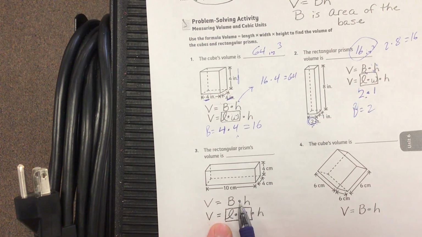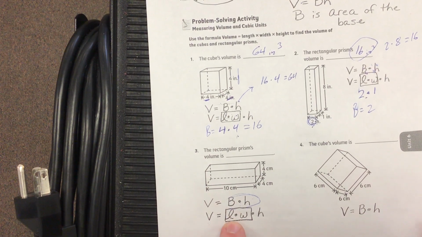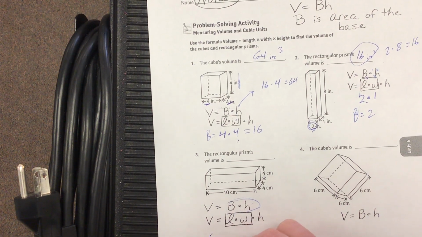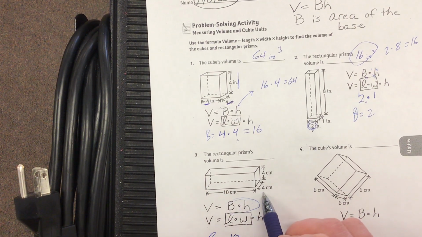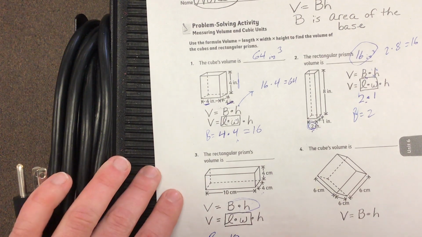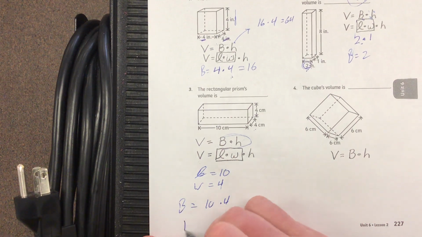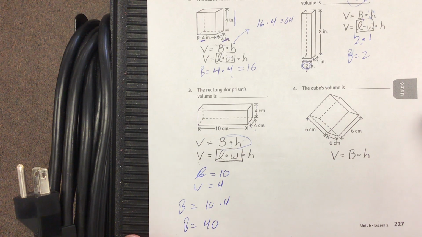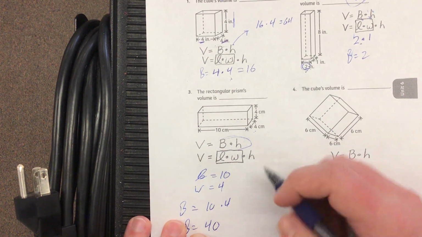Now, what's volume? Volume is base times height. How do we find our base? Length times width. What's our length here? L equals 10. Our width is 4. So what's our base? 40. Base equals 40. Now base times our height, 40 times 4, that would be 80. Wait, that would be 160.